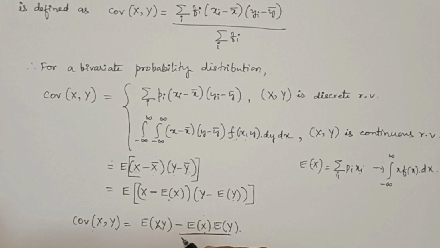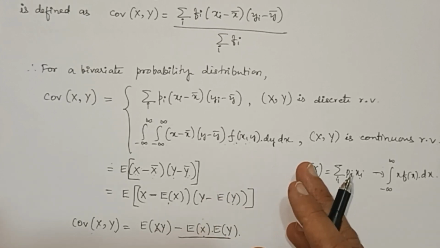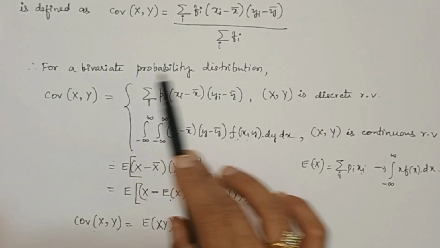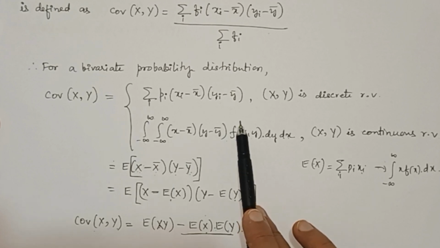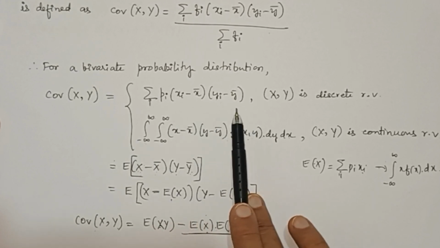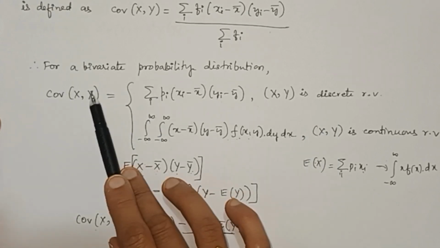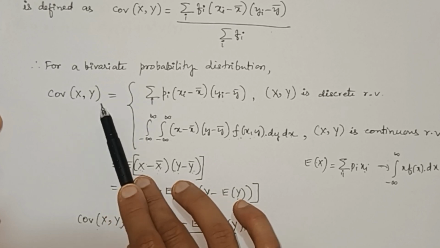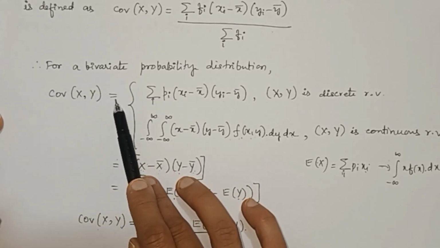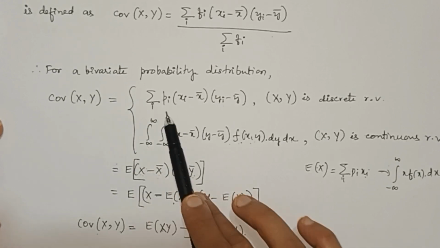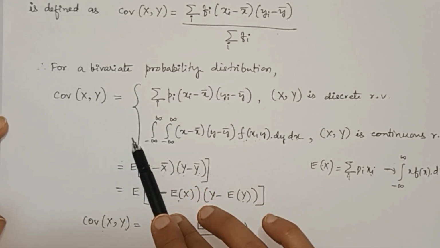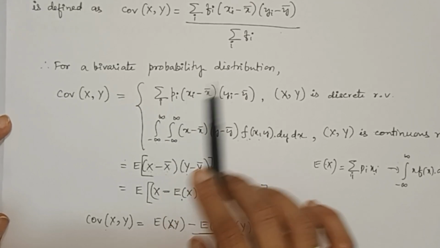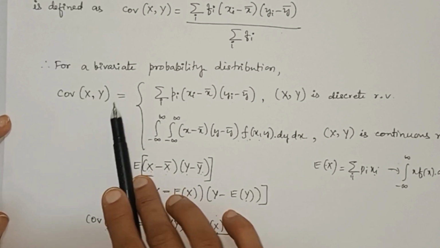So the covariance concept comes for bivariate distributions. In the case of bivariate frequency distribution, this is the formula. In the case of bivariate probability distribution, this gives you the covariance, which gives the linear relationship between the two variables. If the covariance is positive, there is a positive relationship between those two variables, meaning when one increases the other variable also increases. Negative covariance value means when one increases the other decreases. Zero covariance value means there is no correlation between those two variables.